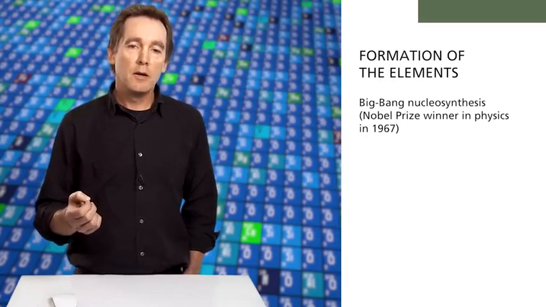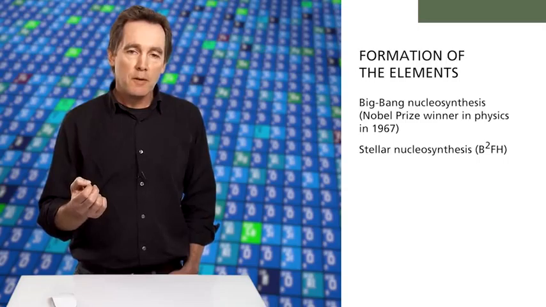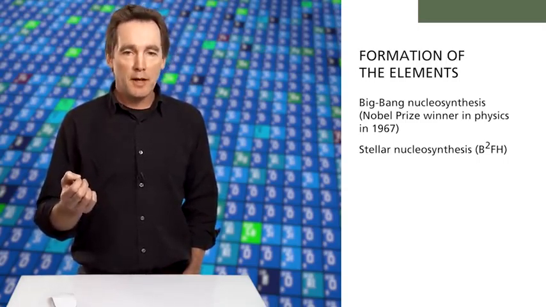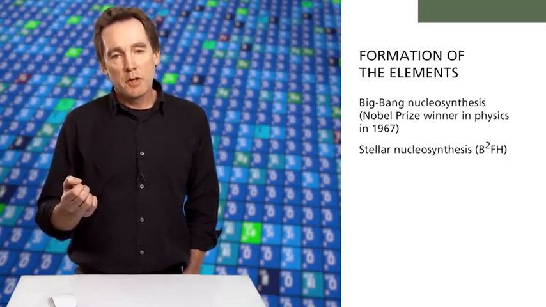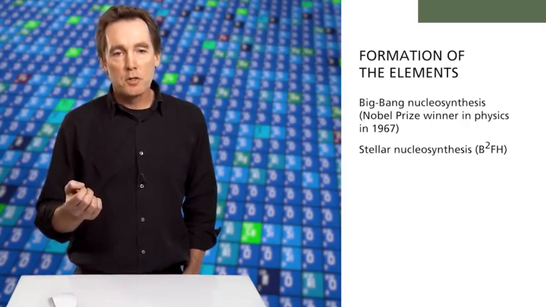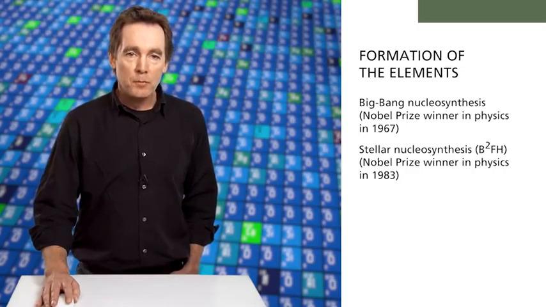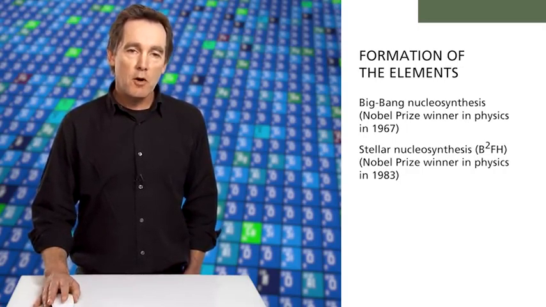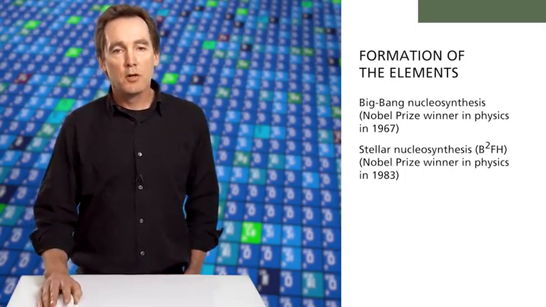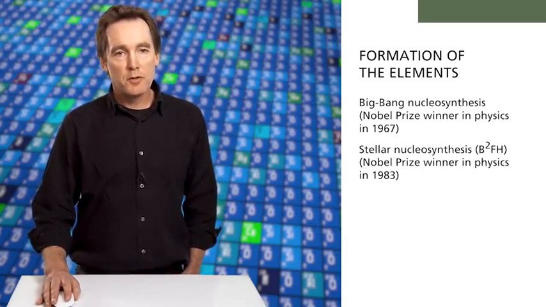A second model, known as stellar nucleosynthesis, presented by Burbidge, Burbidge, Fowler, and Hoyle, which became known as the B squared FH model. This became the standard model which we use today for explaining nucleosynthesis. This also won a Nobel Prize in 1983. So we're not going to consider any longer the Big Bang nucleosynthesis, but we'll instead discuss the stellar nucleosynthesis, also known as the B squared FH, which we'll refer to later.